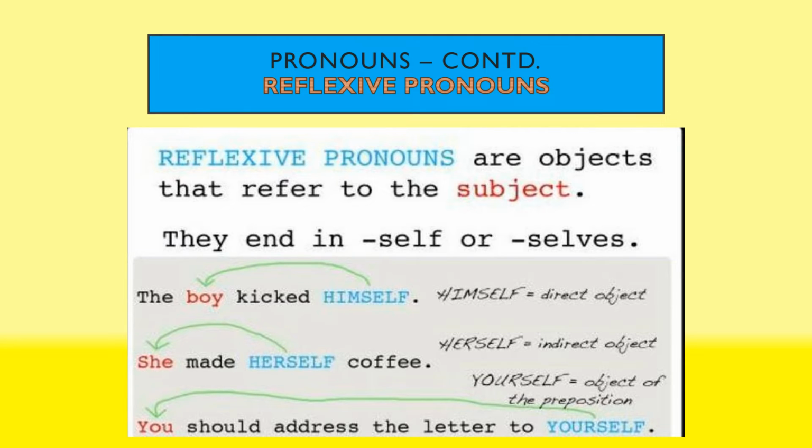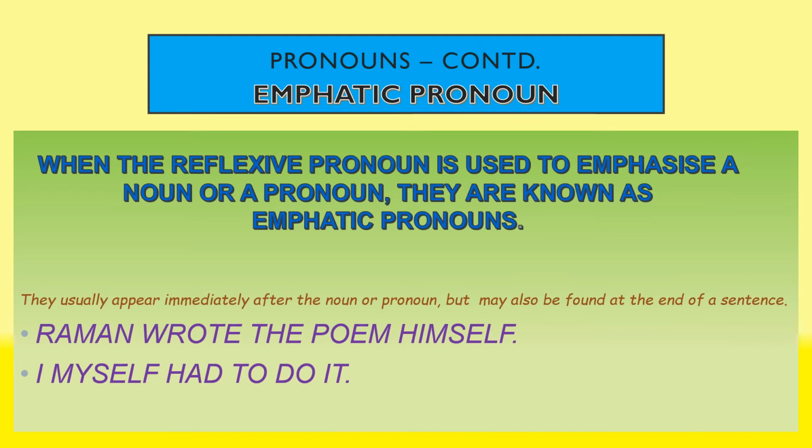They are generally an object. We have done object. Remember? Direct object, indirect object. You have learned that. So reflexive pronouns are actually the object of a sentence, of the subject. Okay, I was just telling you that we have to be very, very clear about reflexive pronouns. Otherwise, we will get confused with the emphatic pronoun.